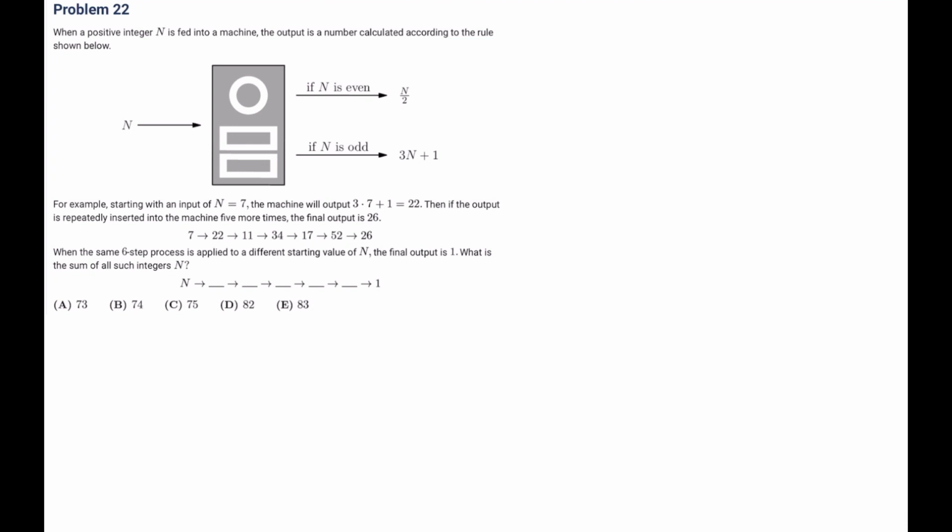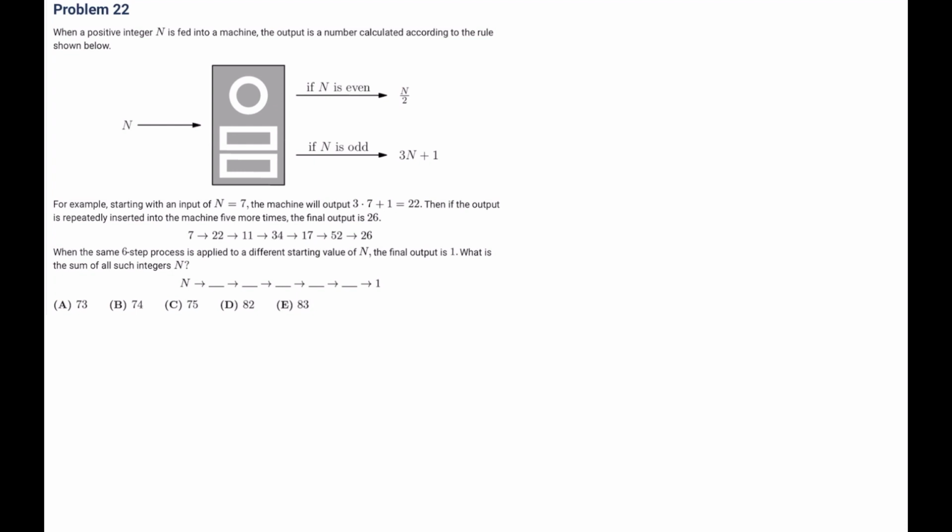So we see that these are the rules that the machine follows. If n is even, then the machine will output n divided by 2, and if n is odd, then the machine will output 3n plus 1. But here we're actually working backwards because they give us that the final output is 1. So we want to work backwards 6 steps all the way up until n.